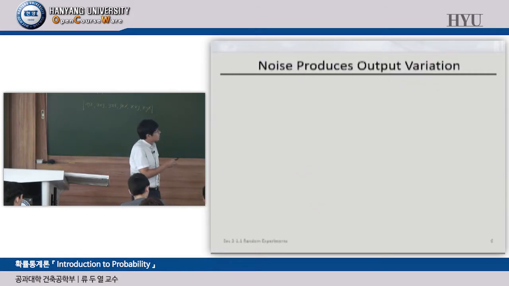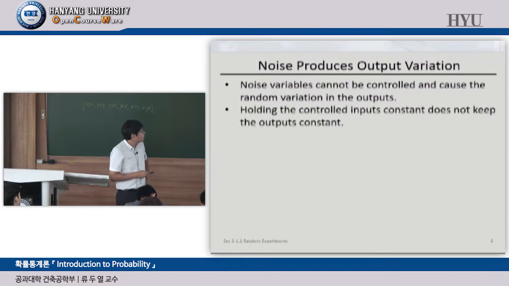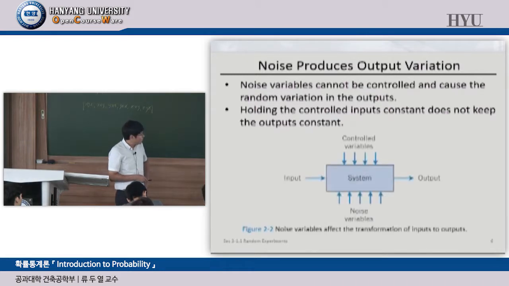But normally noises produce output variation. And noise variables cannot be controlled and cause random variation in the output. So even though we hold the input constant, it does not keep the output constant. So this is the schematic description for explaining the noise variation. And this is the system, and this is the input. If we provide input into the system, we obtain the output from this system.